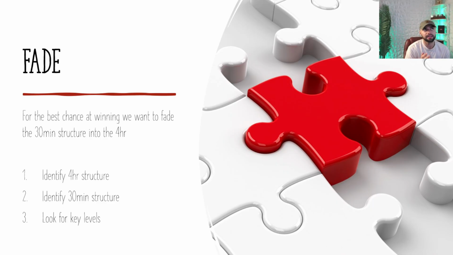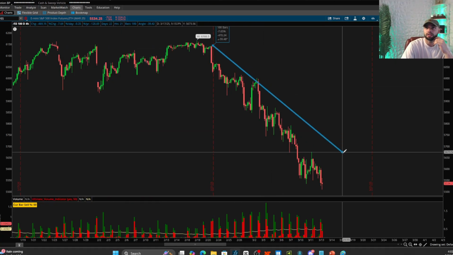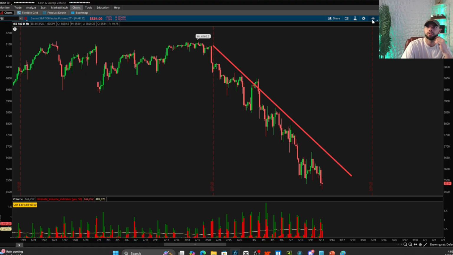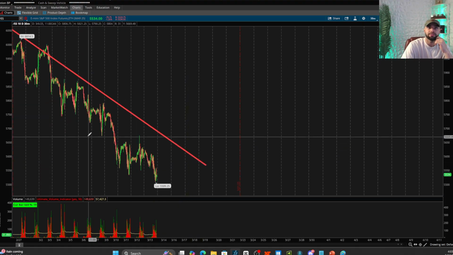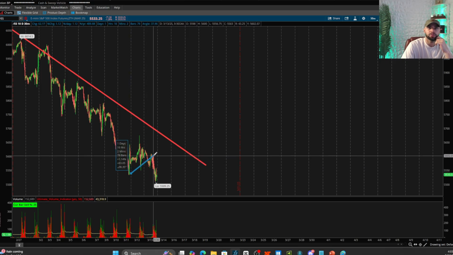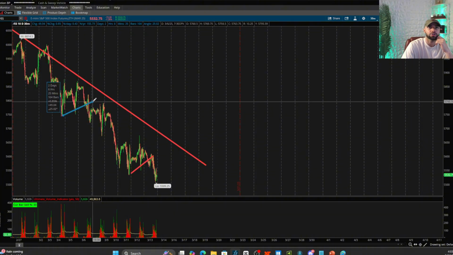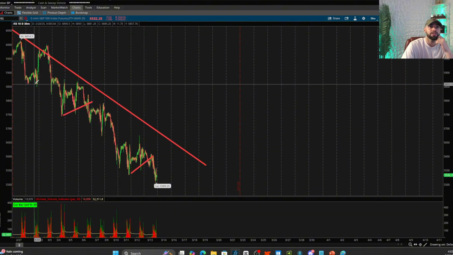And this is the goal for the sentiment. We're looking for the fade, a nice little fade. For the best chance of winning, we want to fade the 30-minute into the 4-hour. What I mean by that is if the 4-hour is clearly bearish, we want to look at the 30-minute and find any 30-minute uptrend into supply to fade. We're looking to fade the 30-minute chart into the 4-hour chart.